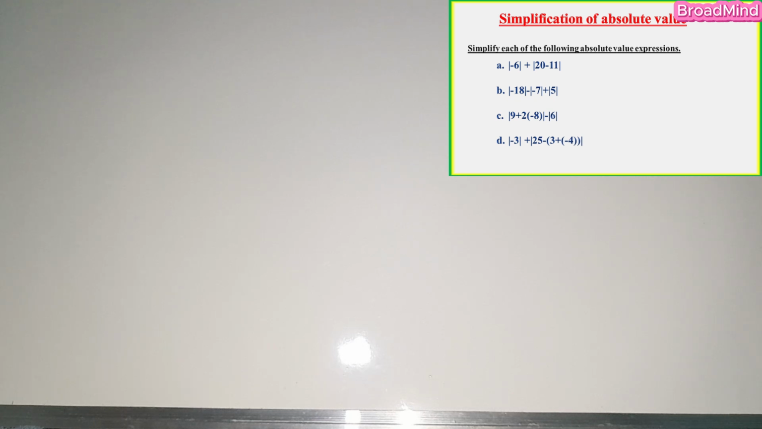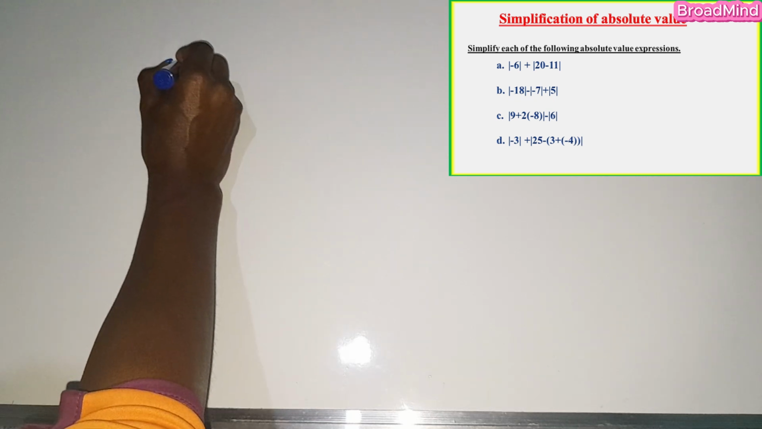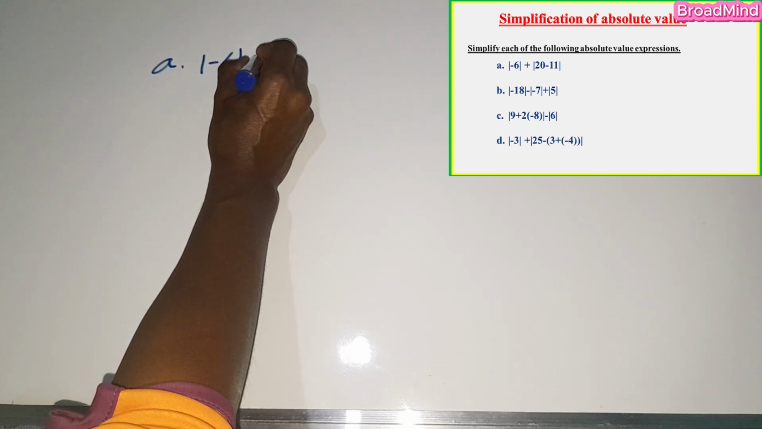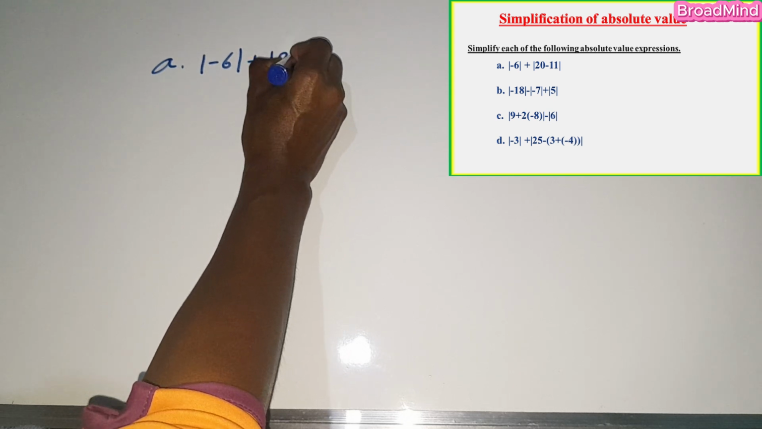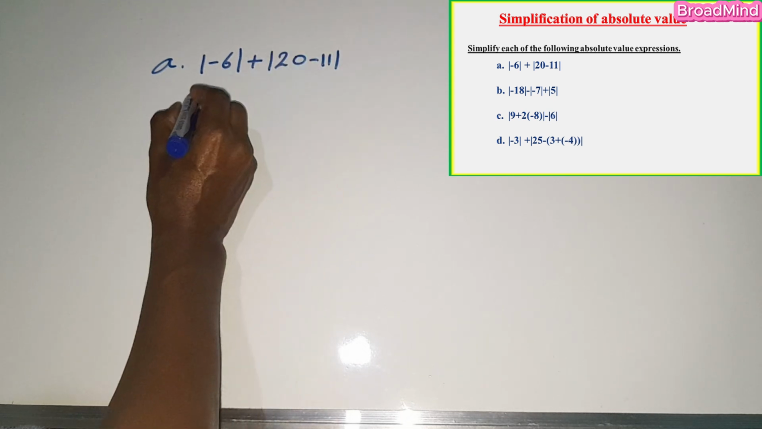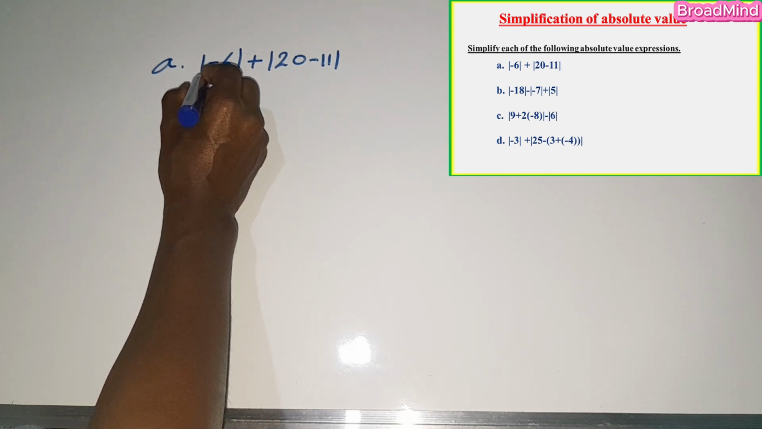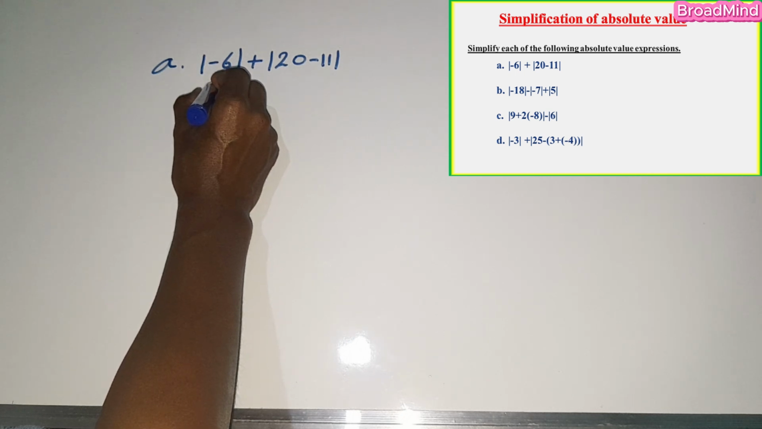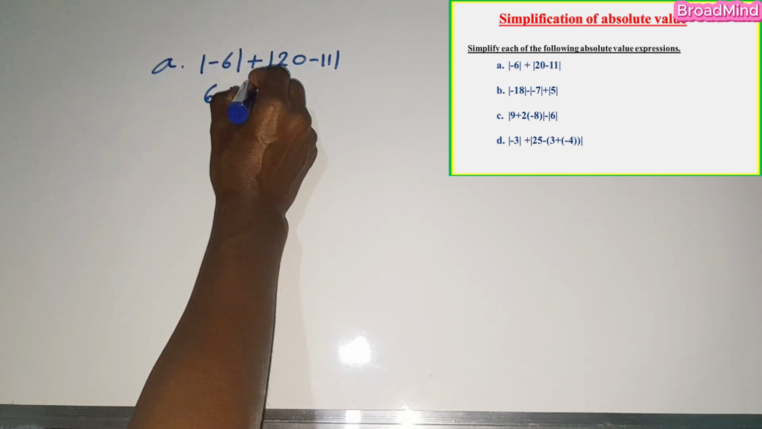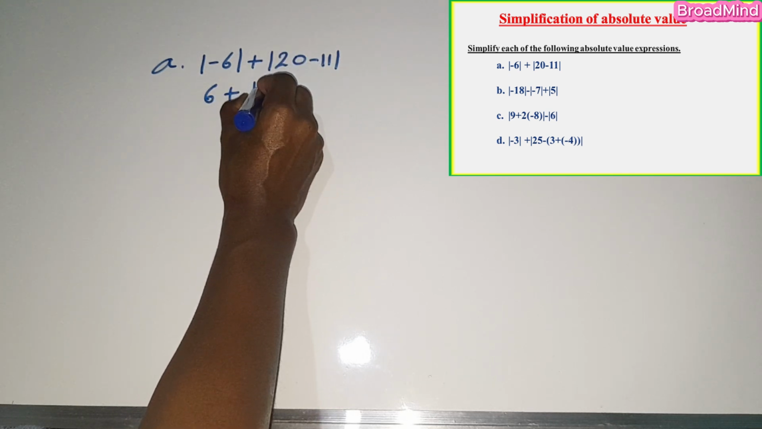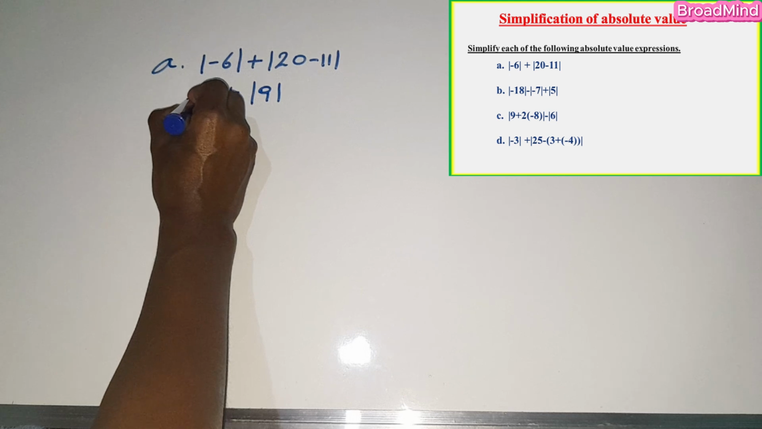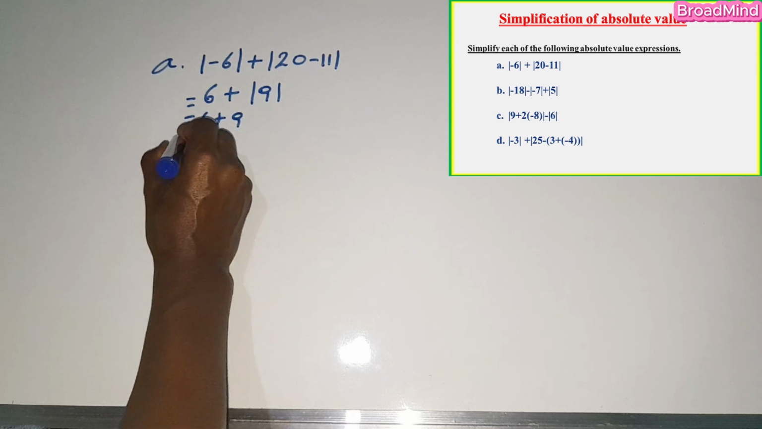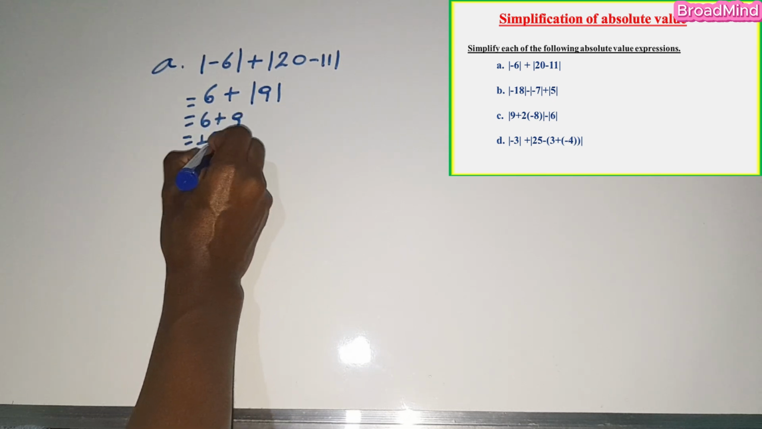Simplify each of the following absolute value expressions. A: absolute value of negative 6 plus absolute value of 20 minus 11. The absolute value of any number is a positive number. In this case, positive 6 plus the absolute value of 20 minus 11, which is 9. Now 6 plus 9 is equal to 15.